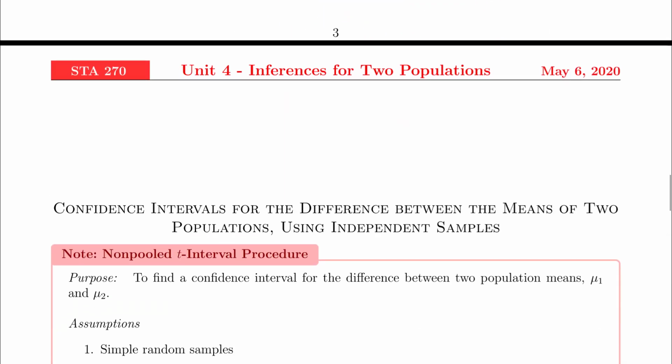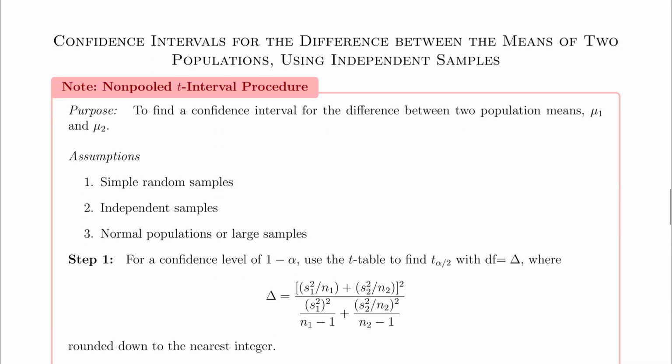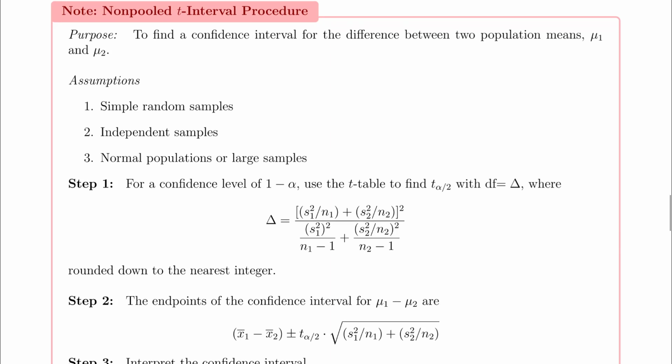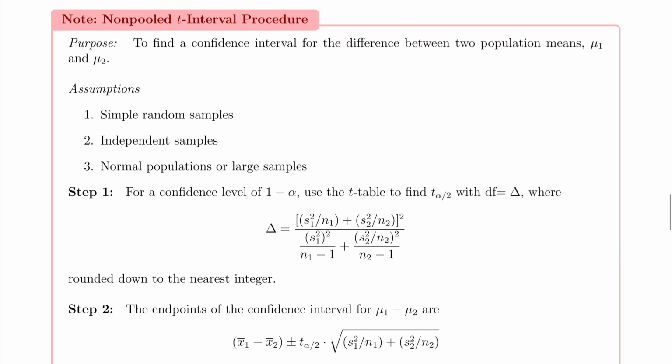And so we're going to introduce that here. We have the confidence intervals for the difference between the means of two populations using independent samples. And this is called the non-pooled T-interval procedure. So again, we still have the same assumptions: simple, random, independent, normal population or large sample. We have our degrees of freedom.